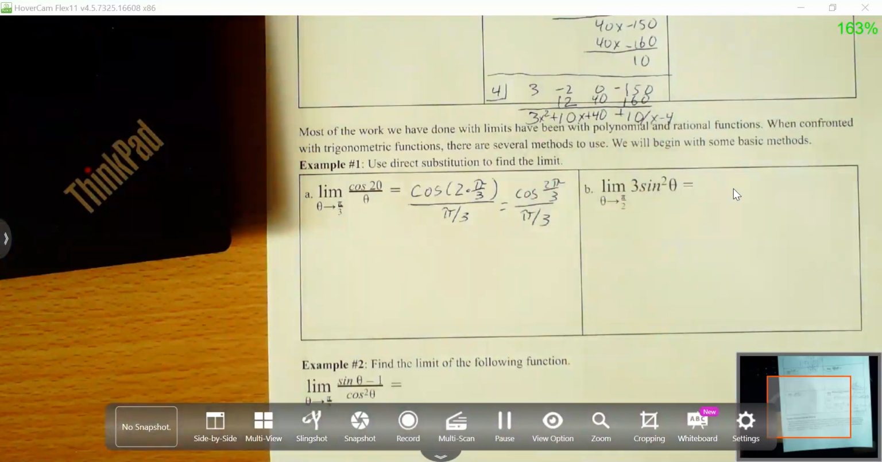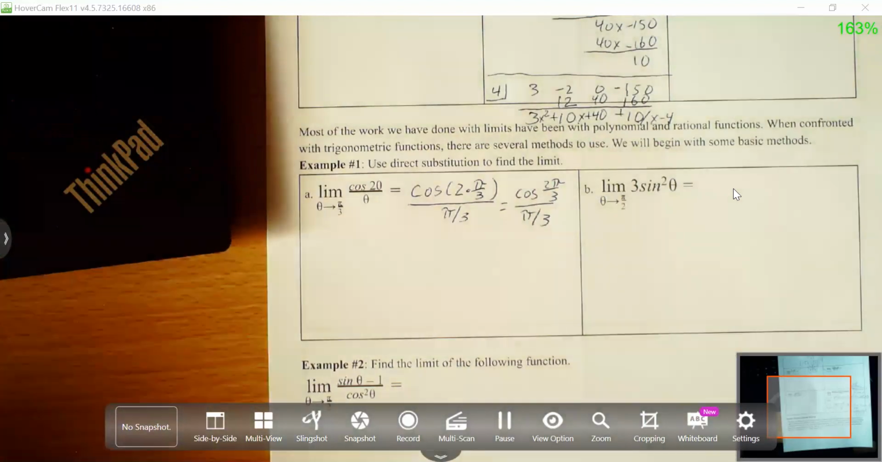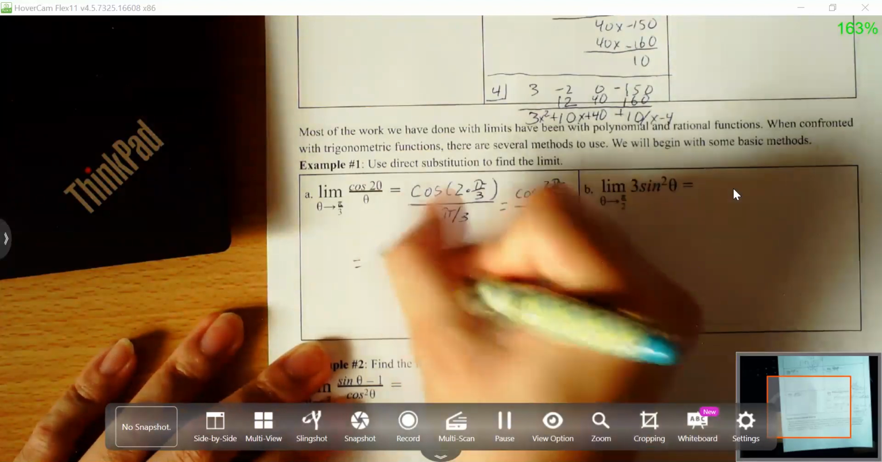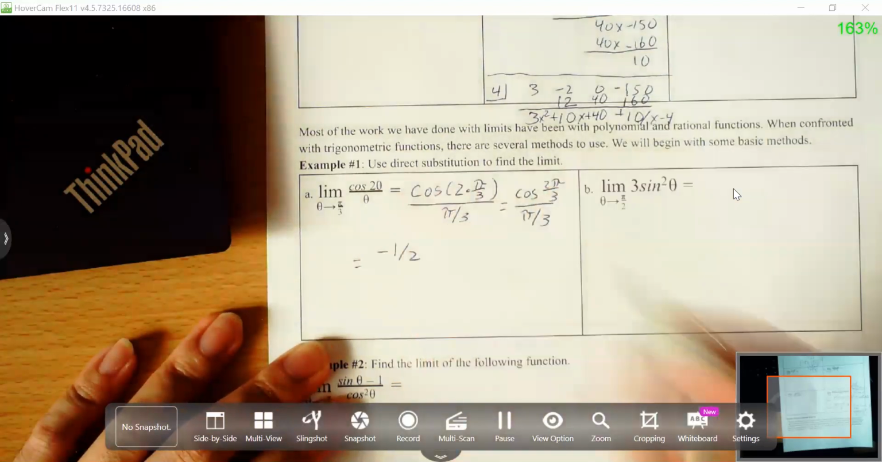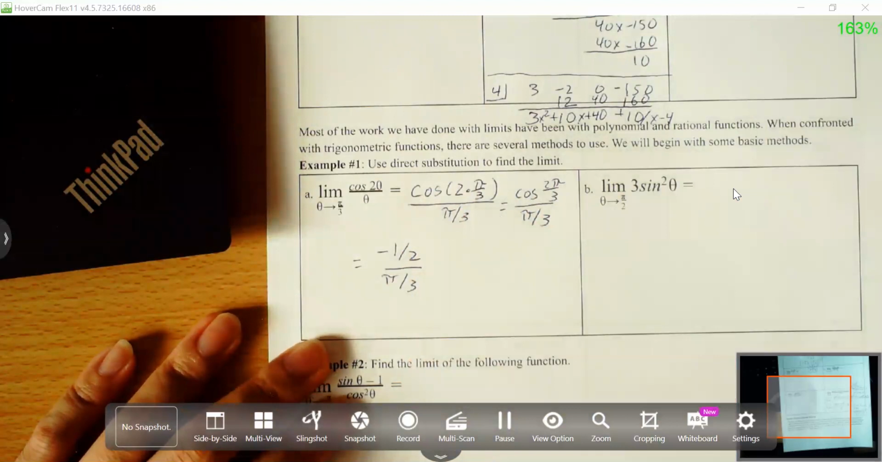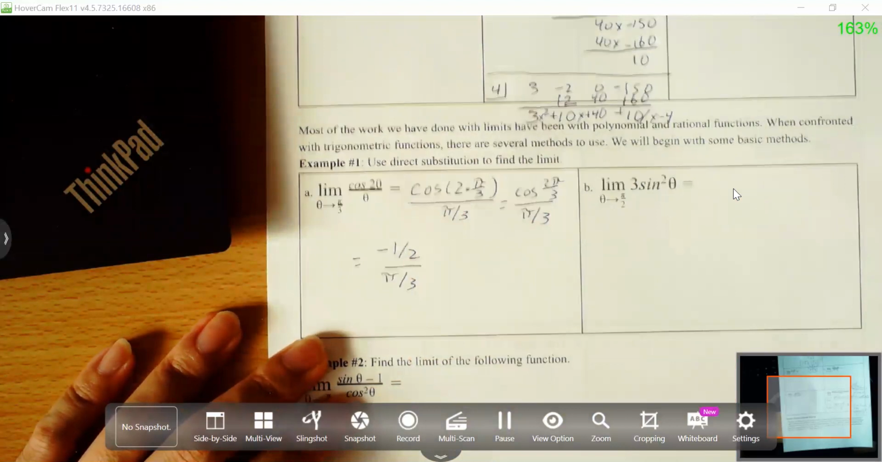And knowing our unit circle, 2 pi over 3 is 120 degrees, right? And so what is the cosine of 120 degrees? Well, 120 is just the 60-degree angle in quadrant 2. So for 60 degrees, you should know that the cosine is 1/2. So this is negative 1/2 all over pi over 3. So you're going to need to know your unit circle for this lesson.